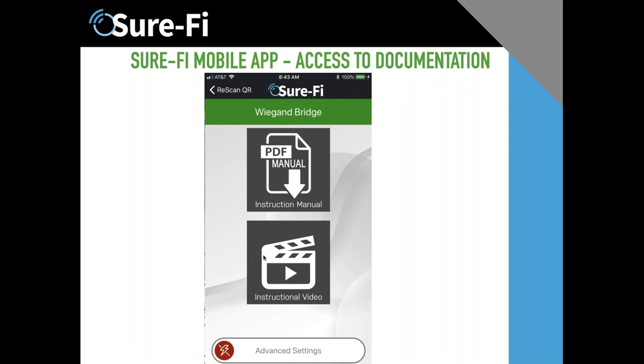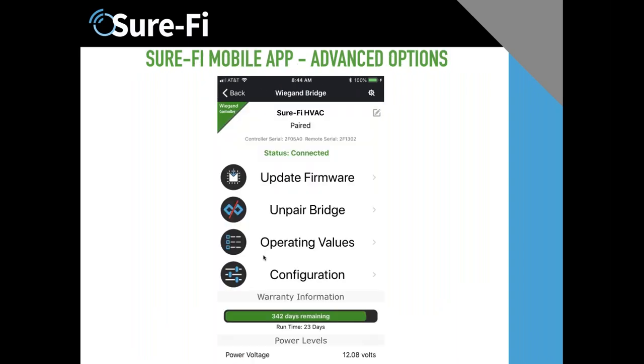That is my proof of presence that I'm here connecting to the unit. All right, when it does that, it's going to bring up this page. And it's going to give me a number of things. Now this is for the HVAC bridge, and this is a little bit different for the Wiegand. It's going to give me documentation, some videos, configuration, operating values, unpaired bridge, or troubleshooting.